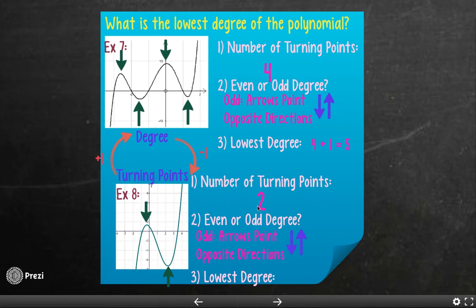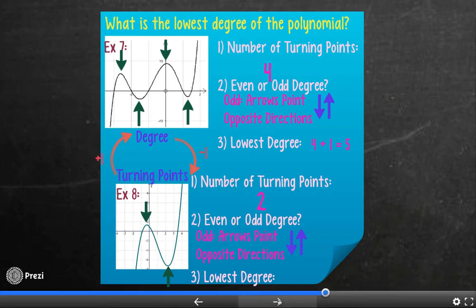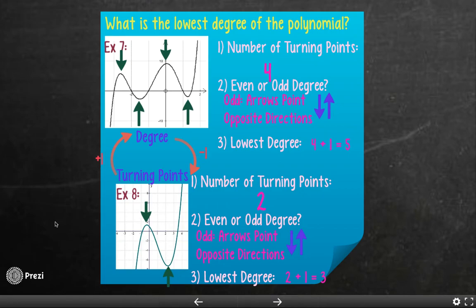All right, and the lowest degree it could be. So since I have 2 turning points, to get to the degree, you add 1. So 2 plus 1 is 3. So the smallest degree of this bad boy right here in example 8 is degree 3. It's a degree 3 graph.